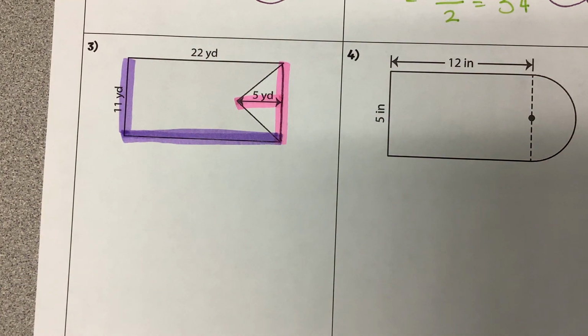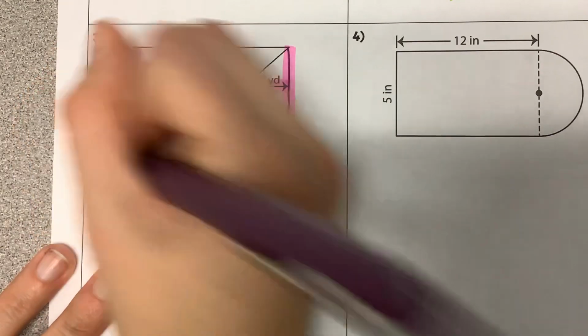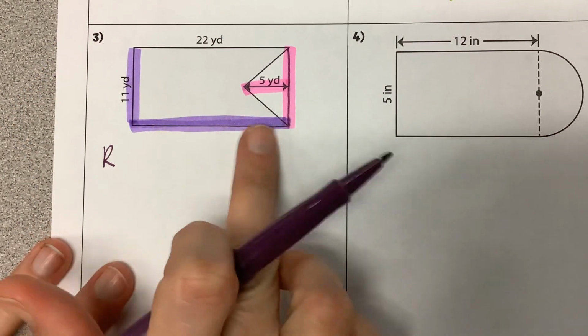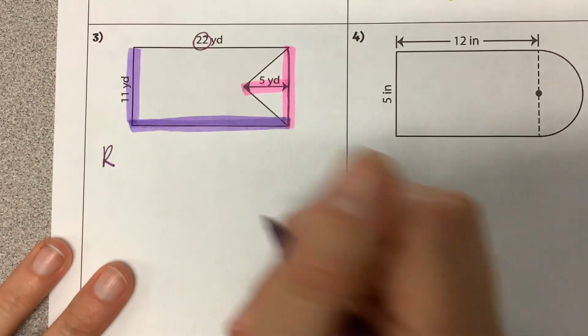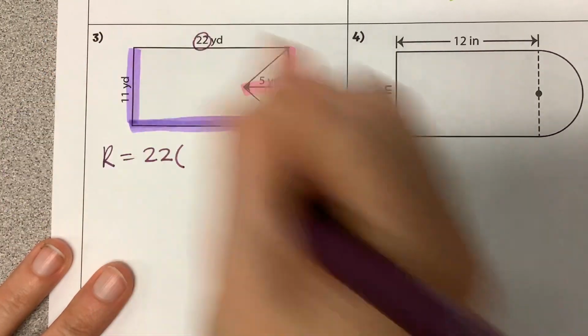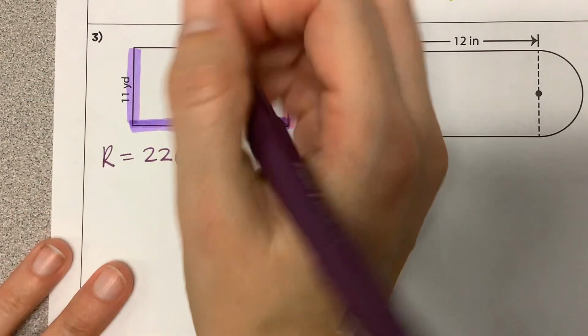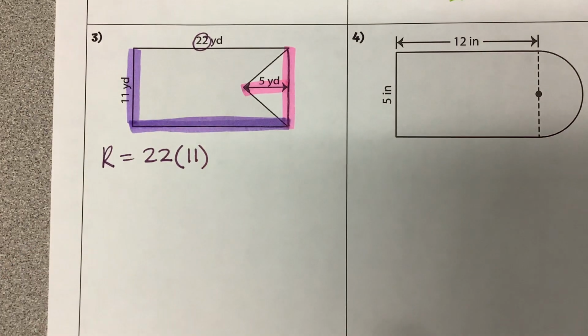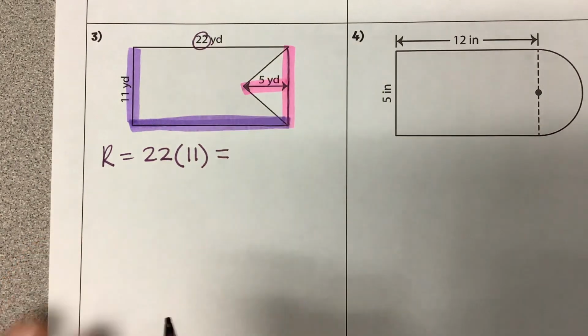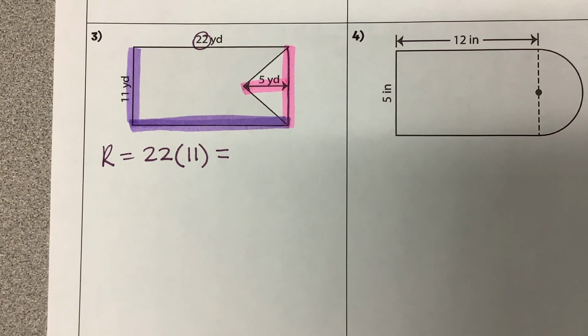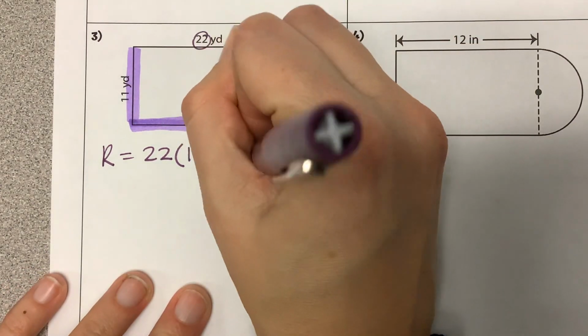So for our rectangle, I don't see a base length here, so I look on the opposite side. I see that that is 22. So a base of 22 times this height of 11. When I multiply that, 22 times 11, I get 242.